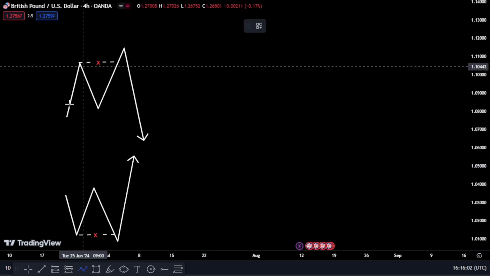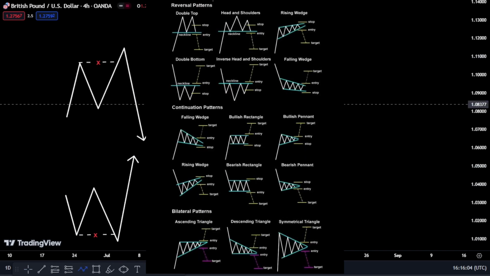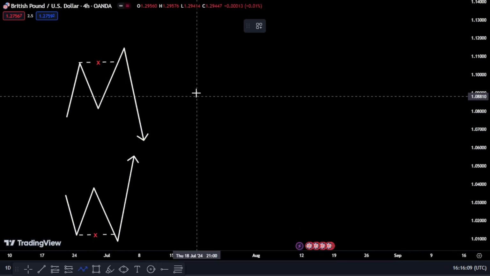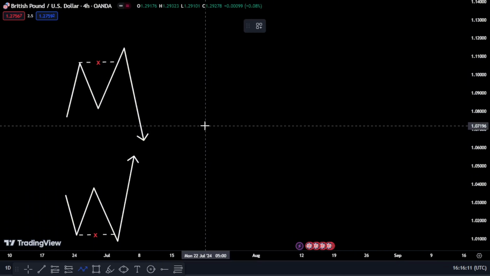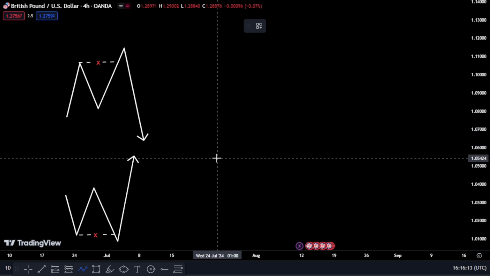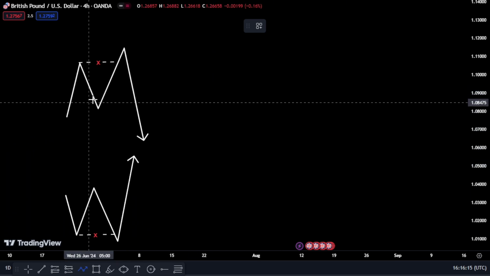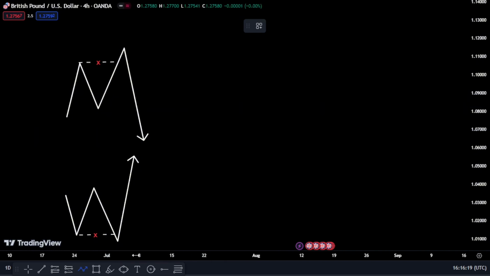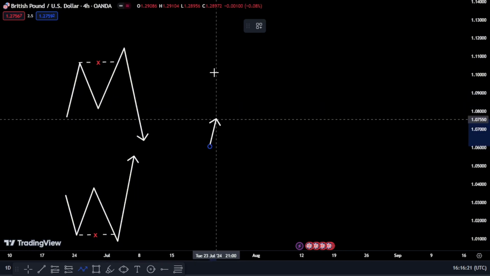Now the double top, the double bottom, triple tops, all the chart patterns are actually used to provide liquidity. So you stop looking at the market like that, and you'll be able to have a wider perspective of the market. And now let's look at the break and retest patterns.